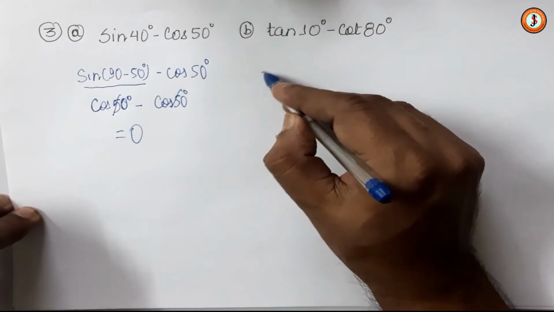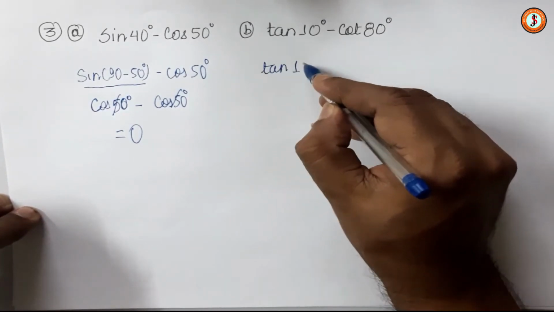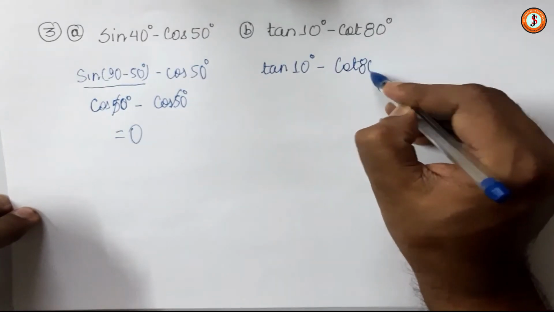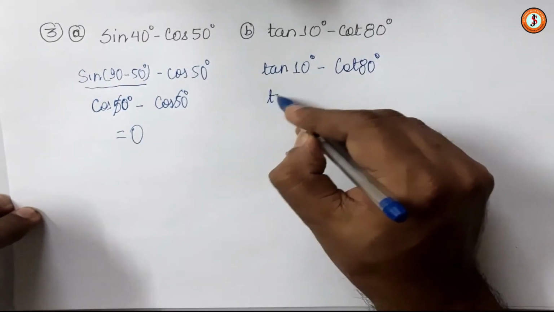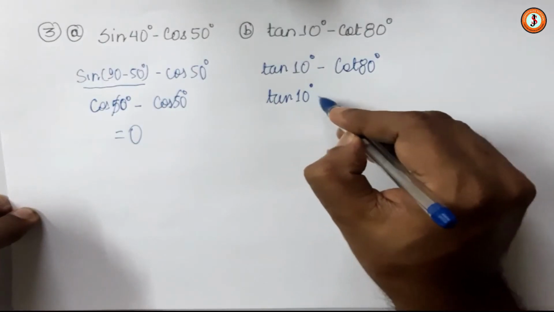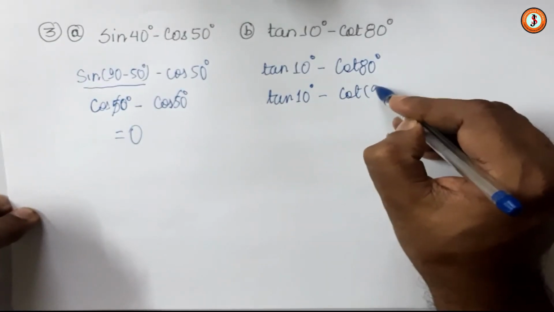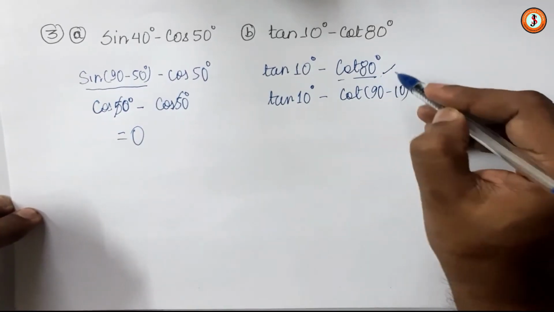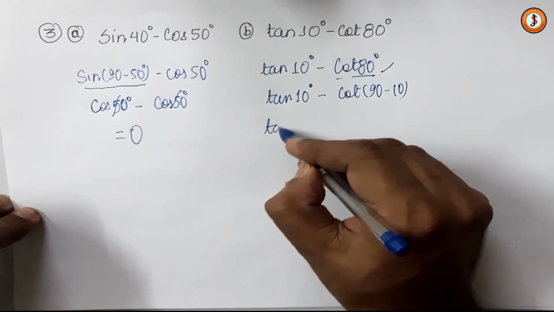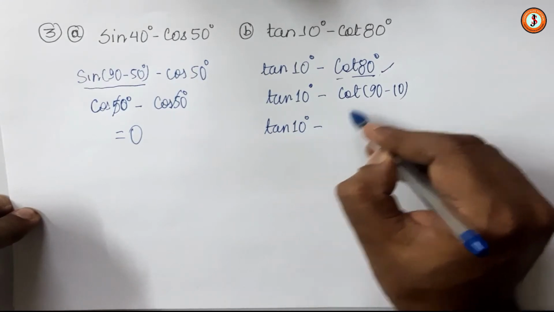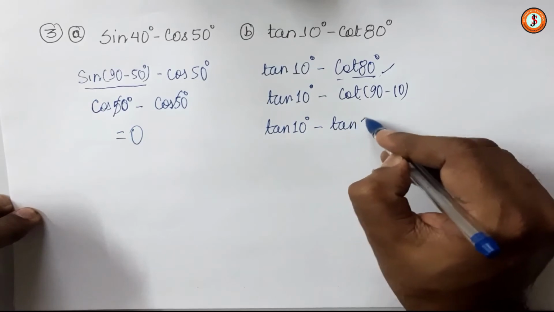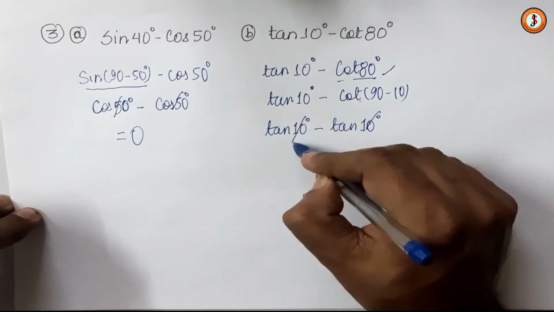Now here what will happen? Tan 10 minus cot 80, isn't it? At this time I will change cot. Tan 10 minus cot 90 minus 10, that is 80. I don't change the ratio. I change the angle first. Then second step, I see it is in a formula. Cot 90 minus theta is tan theta. Cot 90 minus 10 is tan 10. Wow. So this goes off. So now I take up another type of sum.